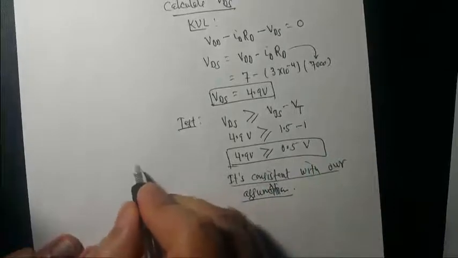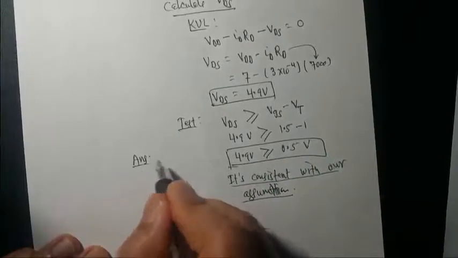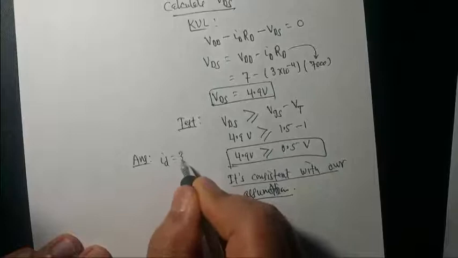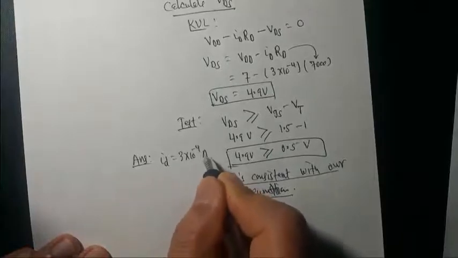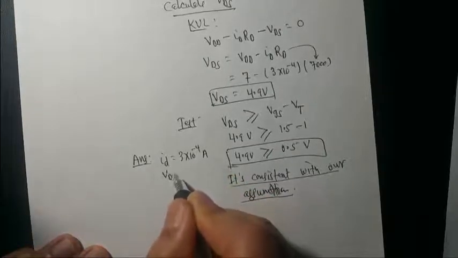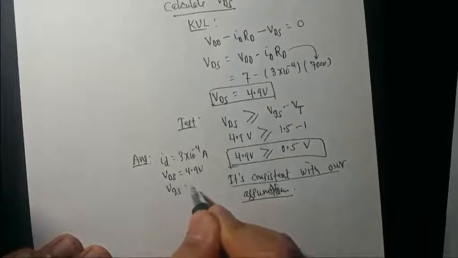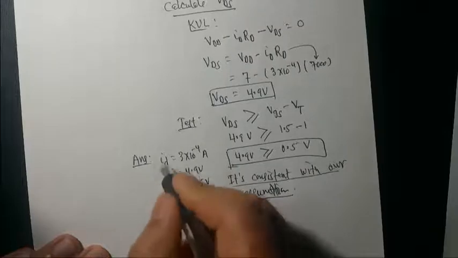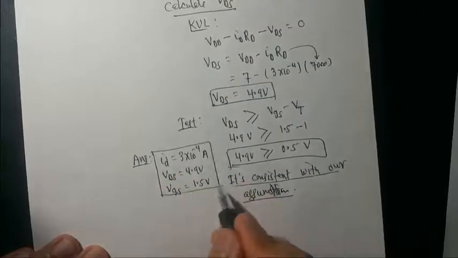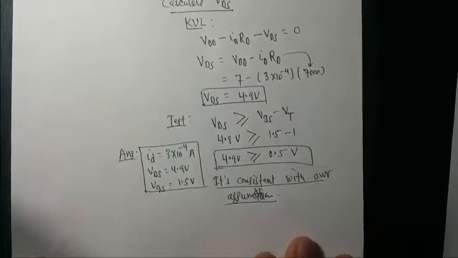So finally our answers are ID is 3 × 10⁻⁴ amp, VDS is 4.9 volts, VGS is 1.5 volts. So these are the answers it is looking for. Okay, so that's how you solve it.